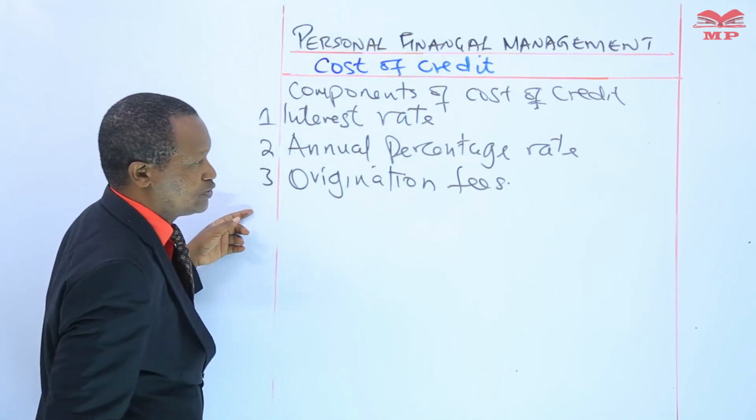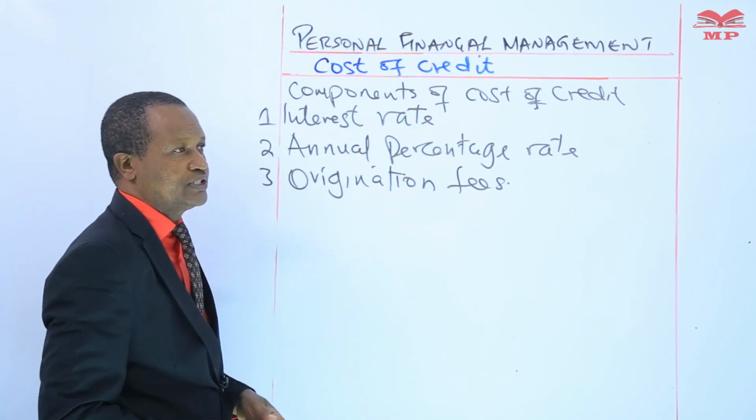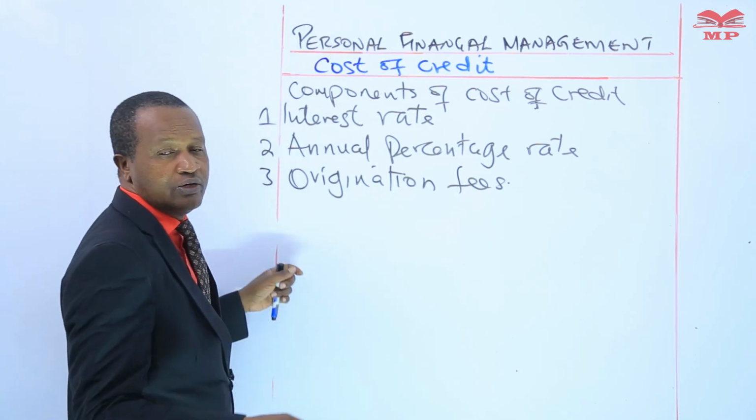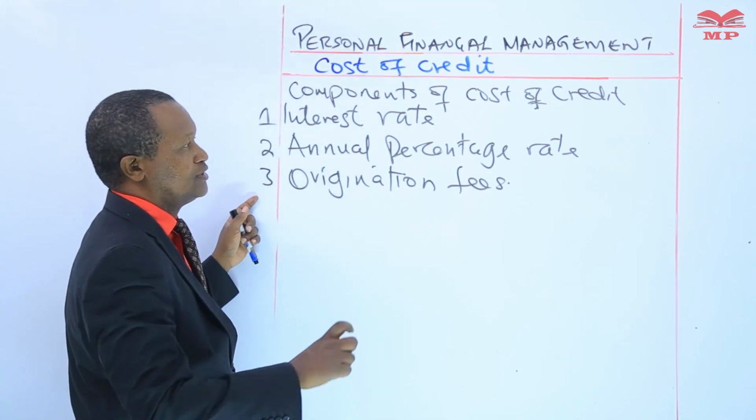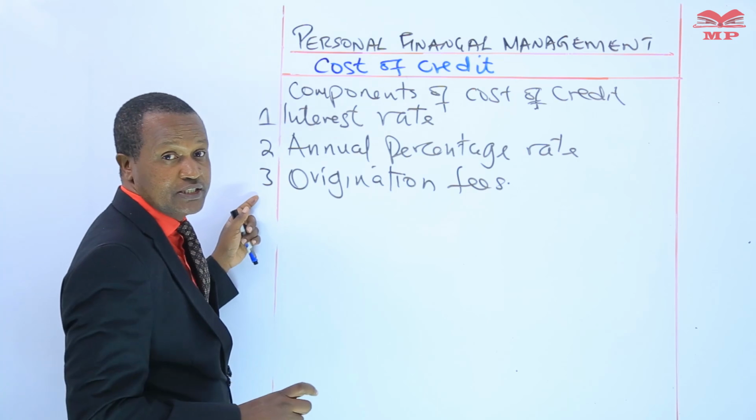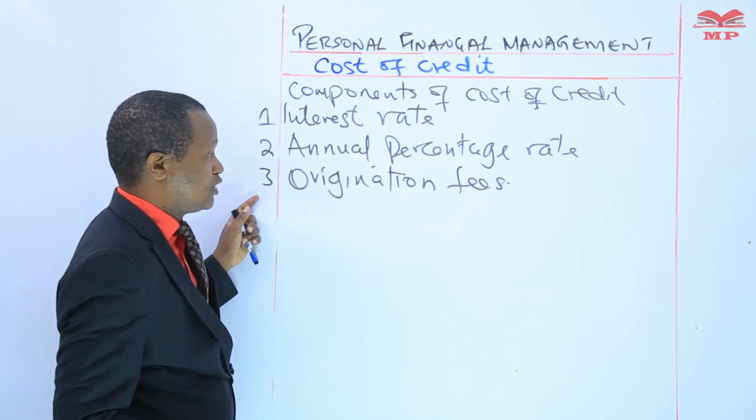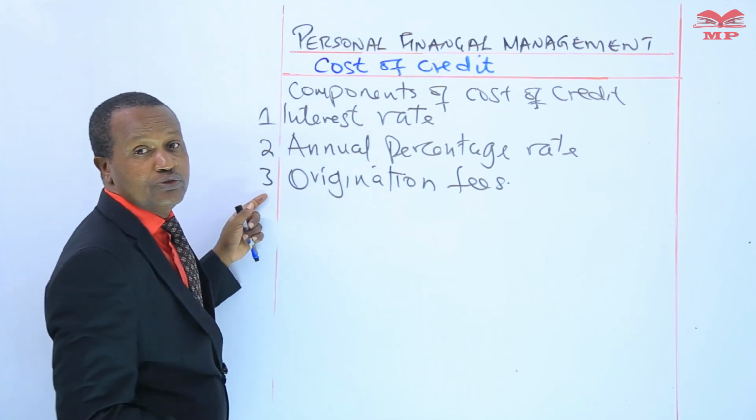When you make a loan application, that application has to be processed. The bank or the lender has to subject that application to various processes, and that comes at a cost we are calling origination fees.